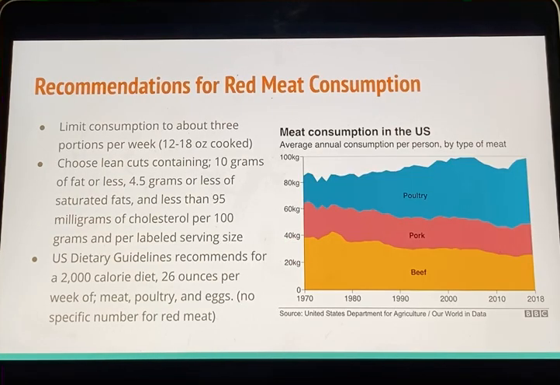Recommendations for red meat consumption. Limit consumption to about 3 portions per week, which is 12 to 18 ounces cooked. Choose lean cuts containing 10 grams of fat or less, 4.5 grams or less of saturated fats, and less than 95 milligrams of cholesterol per 100 grams and per labeled serving size. The U.S. Dietary Guidelines recommends for a 2,000 calorie diet, 26 ounces per week of meat, poultry, and eggs, with no specific number for red meat.